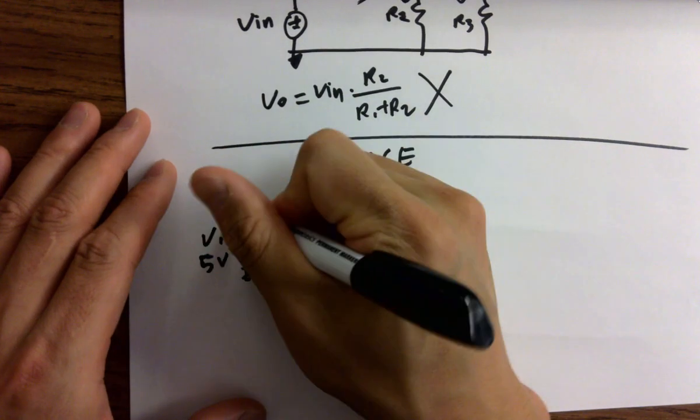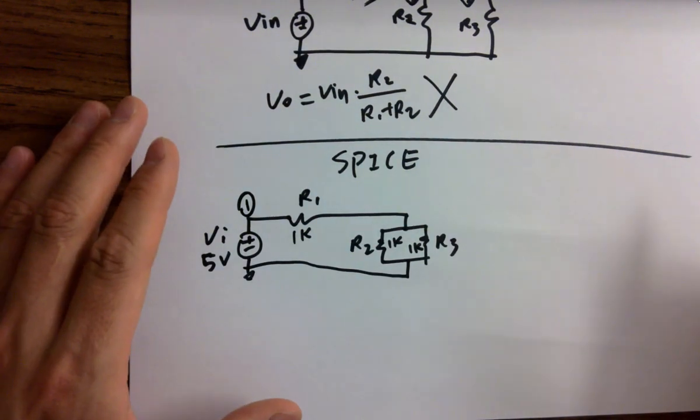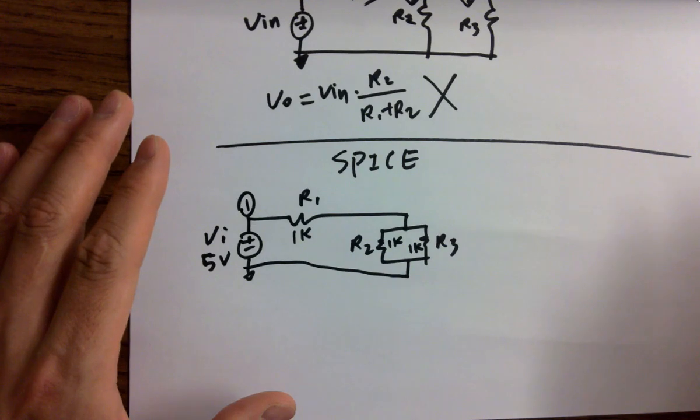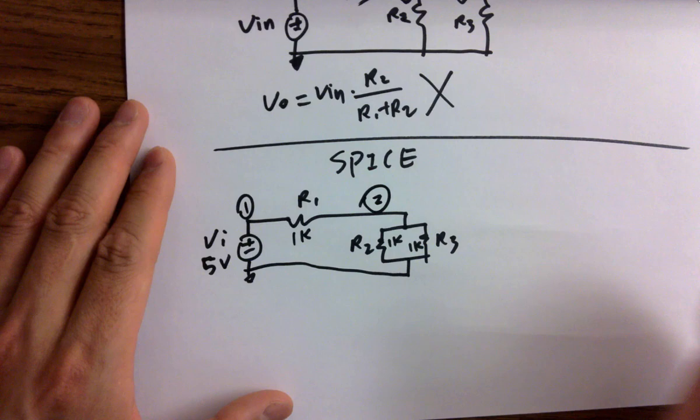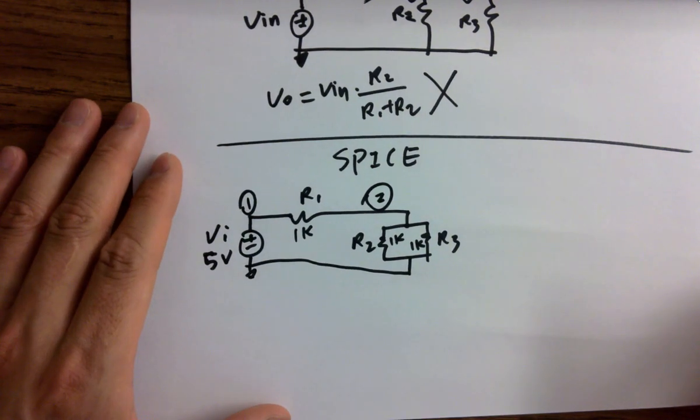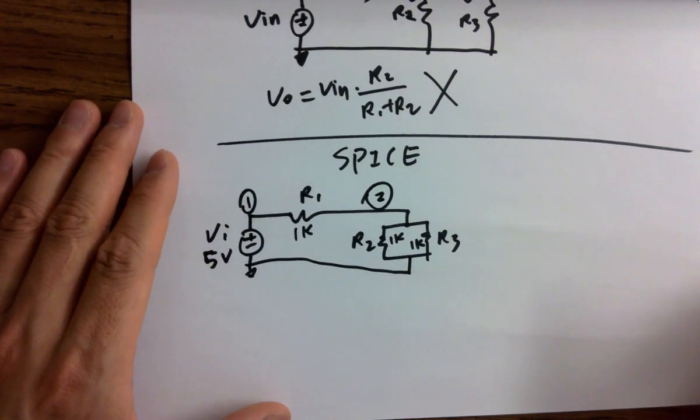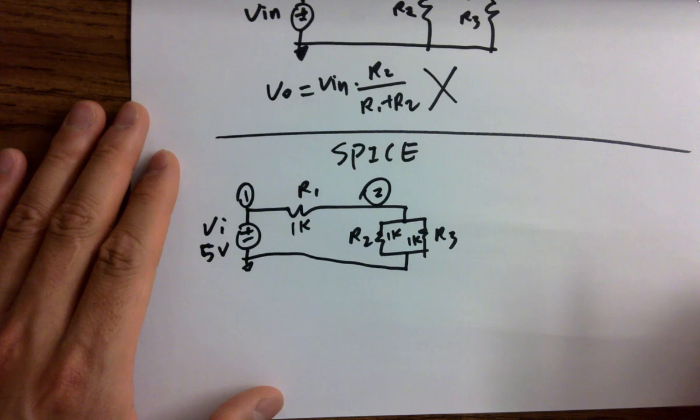So first you label the nodes. How many nodes do you have in the circuit? 3, yes. So 1, 2, and 3 is 0 actually. So we don't have to label 0. We just use it as 0. That's a tradition in SPICE.